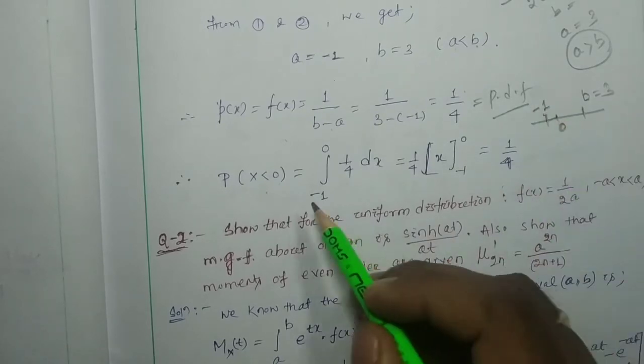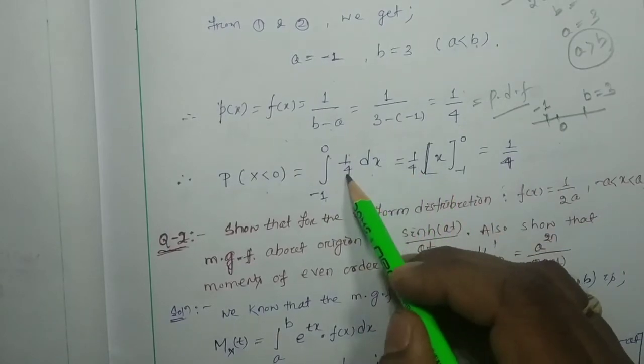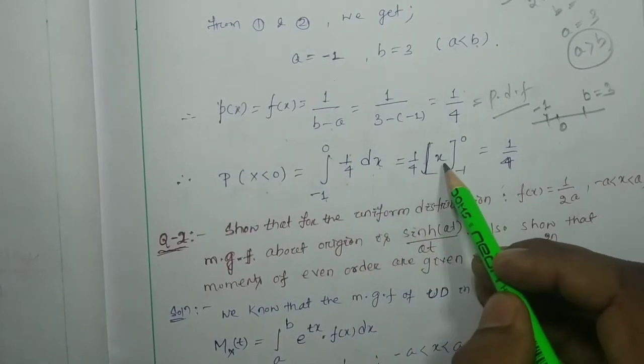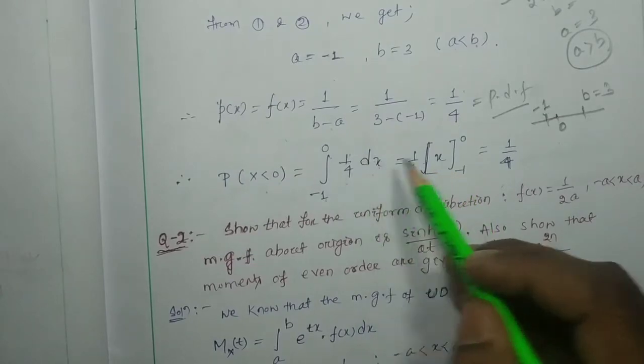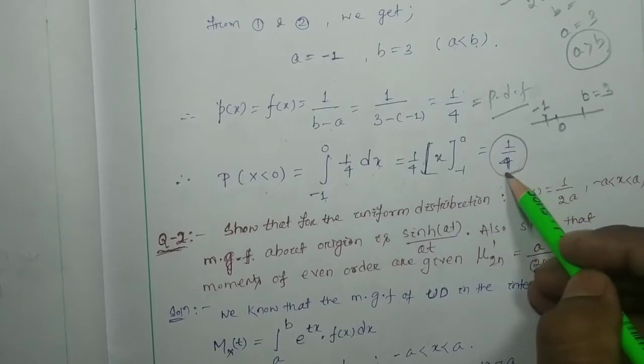So integral from -1 to 0 of 1 by x dx, 1 by 4 dx, with 1 by 4 taken outside, dx integration of x with limit -1 to 0, then we are going to get 1 by 4 as the answer.